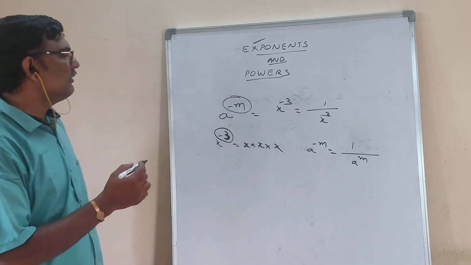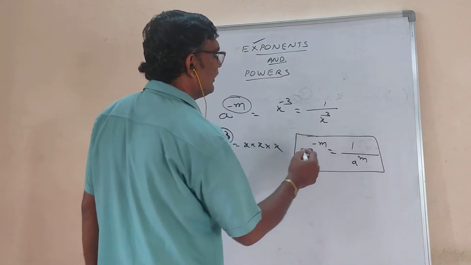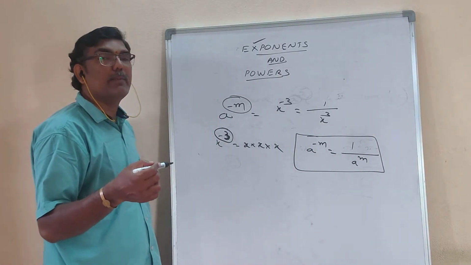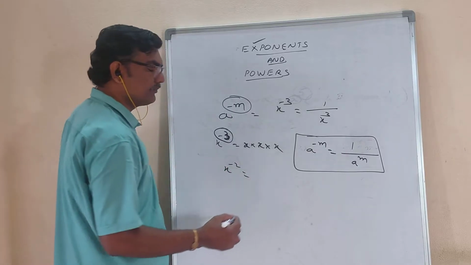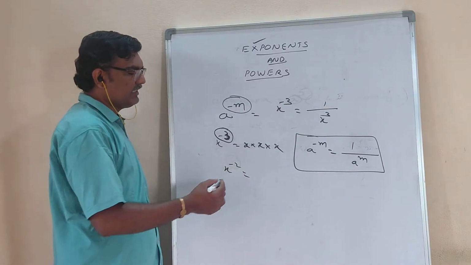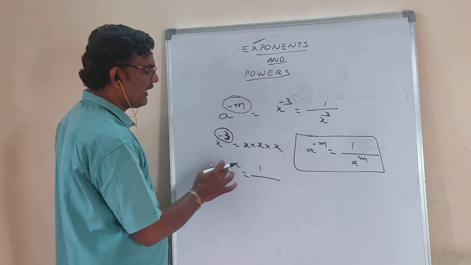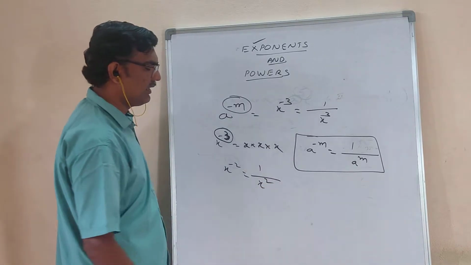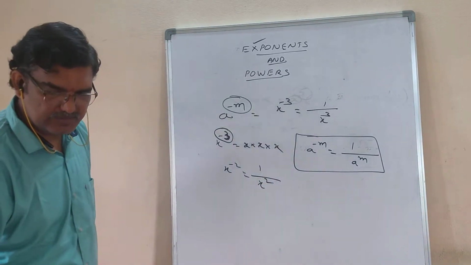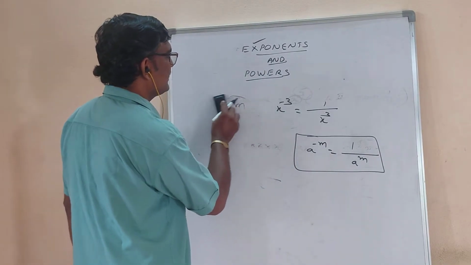So it is one formula. A power minus m, how can you write it? 1 by a power m. If I have x power minus 2, what did I say? 1 by, remove minus, write the remaining. Remaining means base x power 2. So you have x square. 1 by x square. I hope that you understood this one. Next.